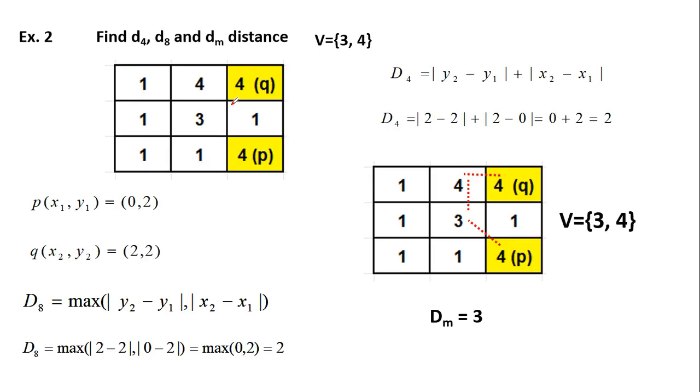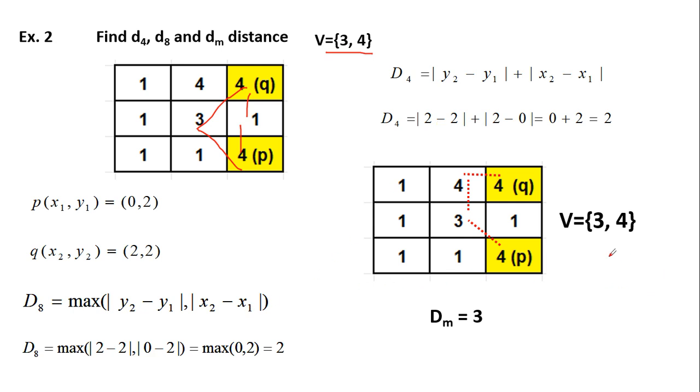We will see the next example. Find the d4, d8 and dm distance where V is equal to {3, 4}. Again we can take the locations 0 2 and 2 2. For d4 we are taking the absolute difference, so we get 2, and here we can see that by 4 neighbors we can go directly from P to Q. So it is 2, and if we want to use 8 neighbors we can go directly this way, 1 and 2. So the d4 and d8 distances are the same.